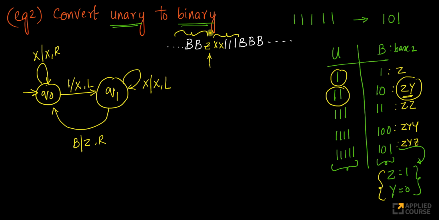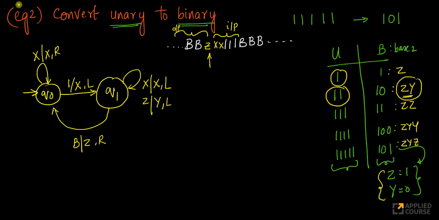This is where my output is. This is where my input is. This is where my output should be. Now I have Z. So I should replace this Z with Y, right? So replace Z with Y and keep moving left.